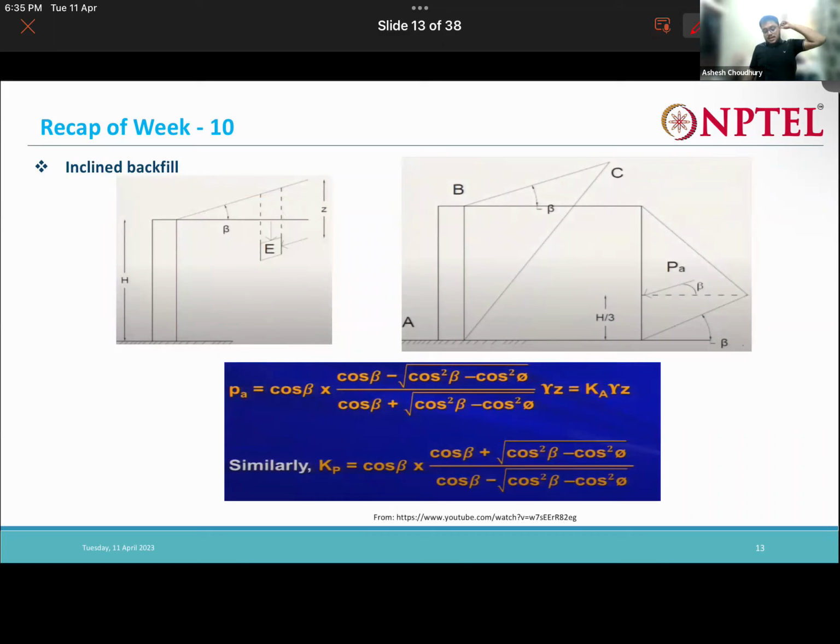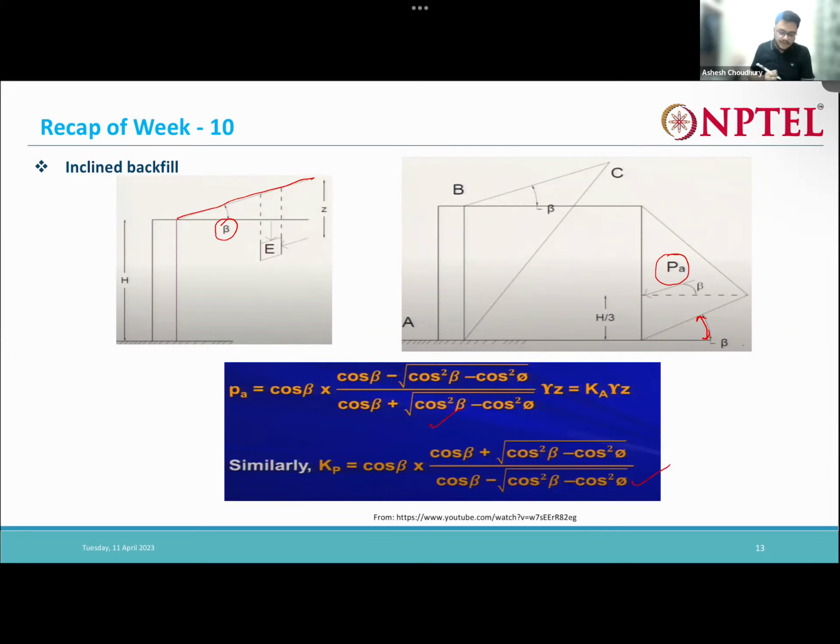Now say we have an inclined backfill. In these cases, we were considering that the backfill was straight. Now say the backfill is inclined at an angle beta. In that case, my PA or PP will also be inclined at angle beta with the horizontal. So the wedge will make an angle beta now, and this is the value of my Ka and Kp.